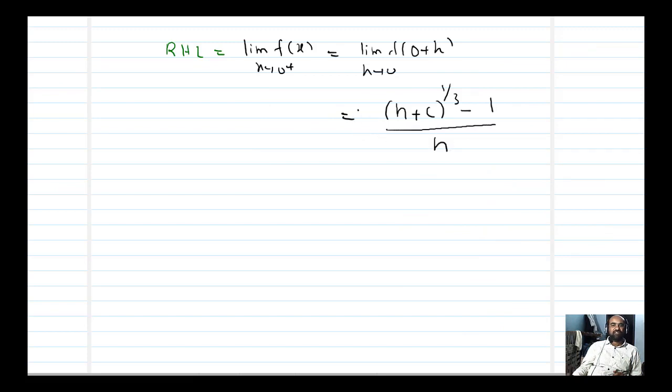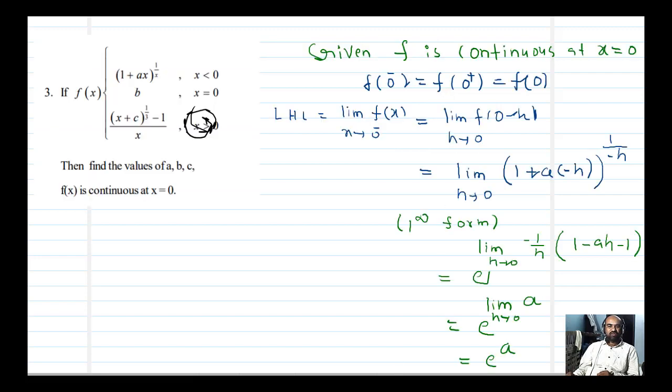First of all substitute directly. So, put h equal to 0, what do you get, c power 1 by 3 minus 1 over h. So, using L'Hopital or using the factorization method, any method you can find the limiting value of this. I want to use L'Hopital actually. So, what I can say, directly can say c equal to 1 only here.